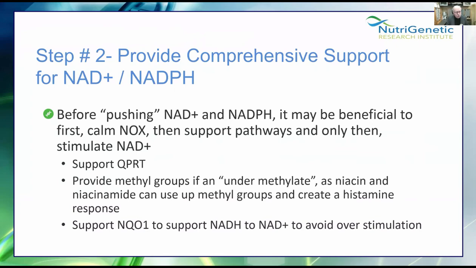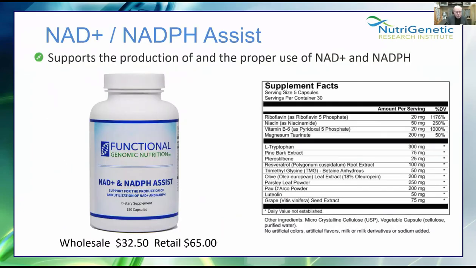This is on the Neuroinflammation Research Institute's top 10 variants that can cause problems for us. It's the NADH to NAD plus, and we spoke about that in the previous webinar. Pterostilbene helps with that. So NAD plus NADPH assist does not have, interestingly, any nicotinamide mononucleotide or nicotinamide riboside, but it preps you so that everything is used properly, supports the proper use of NAD.